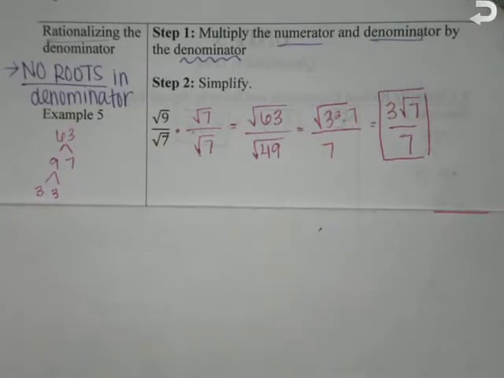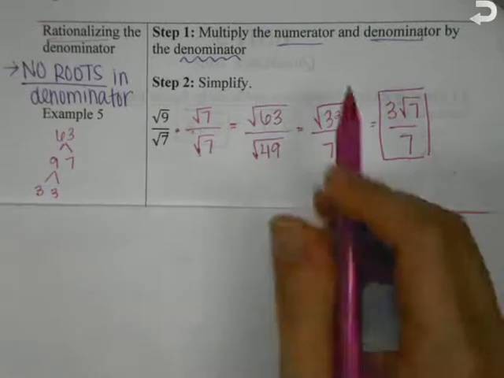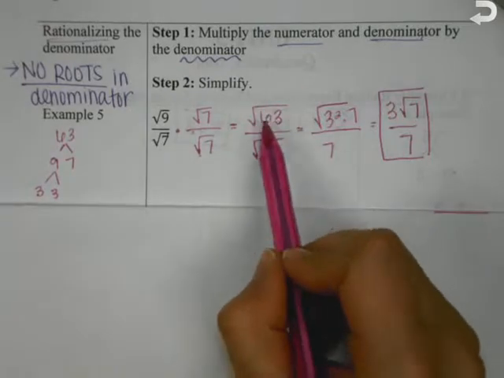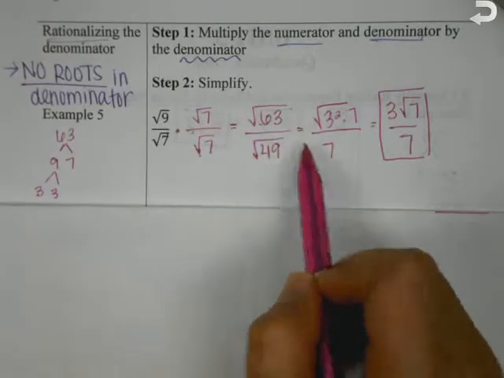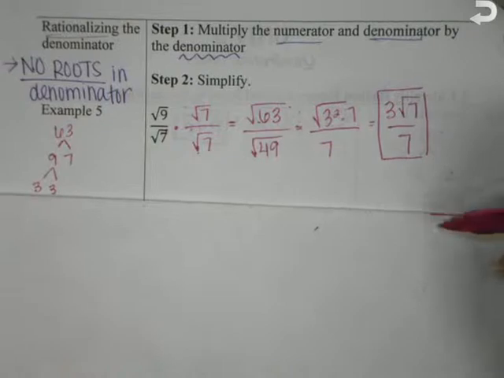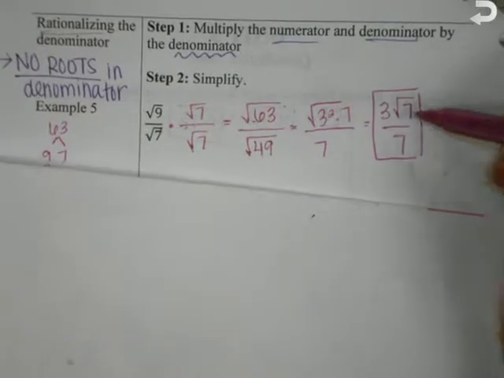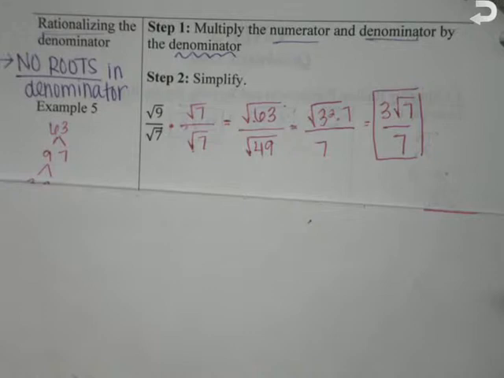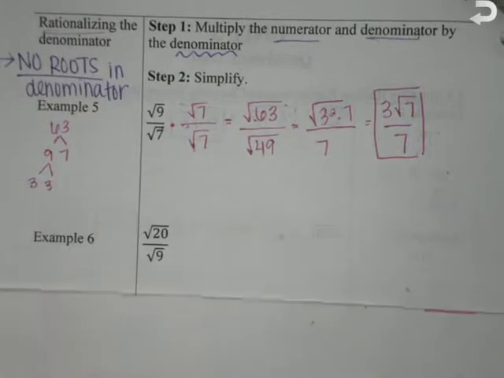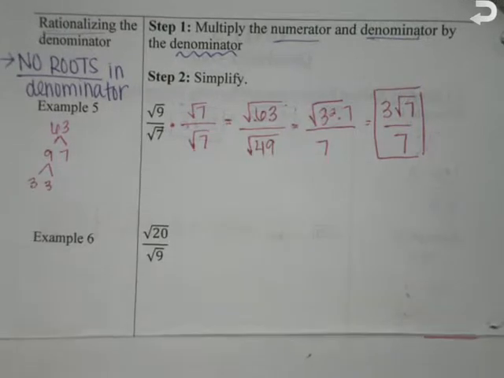You do need to simplify all of the way. I see very many times root 63 over 7, and that's my answer. Please make sure you're simplifying it as much as possible. We want the smallest number possible inside the square root. Okay, so we don't want any perfect squares inside of there. So will you guys try example 6 on your own then? Root 20 over root 9.